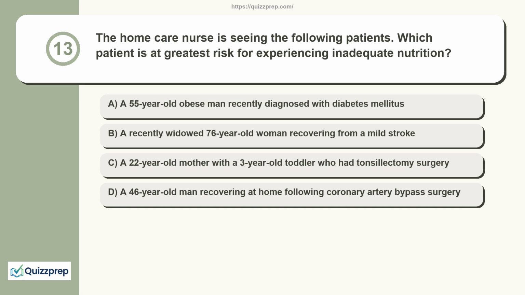Question 13. The home care nurse is seeing the following patients. Which patient is at greatest risk for experiencing inadequate nutrition? A 55-year-old obese man recently diagnosed with diabetes mellitus. A recently widowed 76-year-old woman recovering from a mild stroke. A 22-year-old mother with a 3-year-old toddler who had tonsillectomy surgery. A 46-year-old man recovering at home following coronary artery bypass surgery.